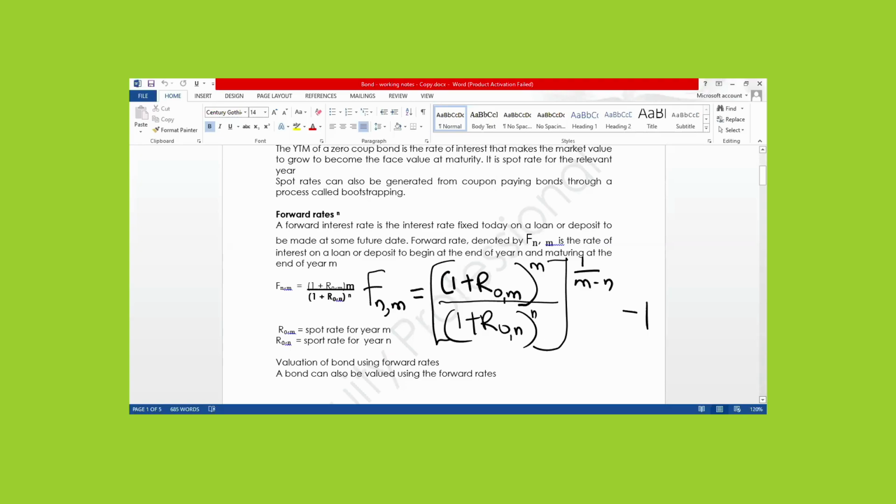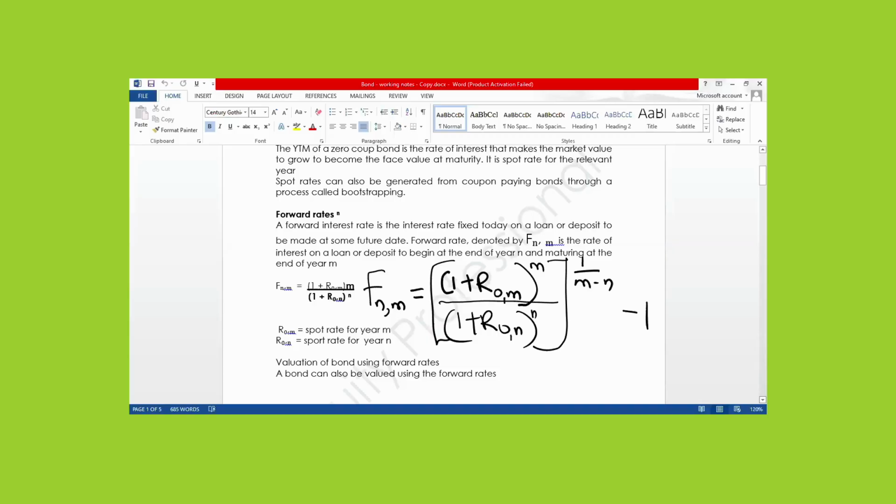Forward rate is denoted by F subscript N, comma M. It is the rate of interest on a loan or deposit to begin at the end of year N and maturing at the end of year M. Year N is the beginning year, and year M is the maturing year. Let's explain briefly.